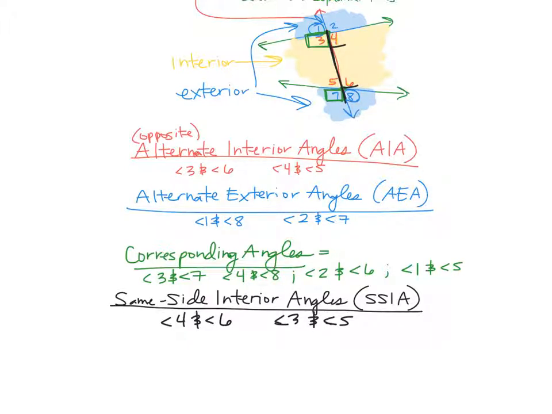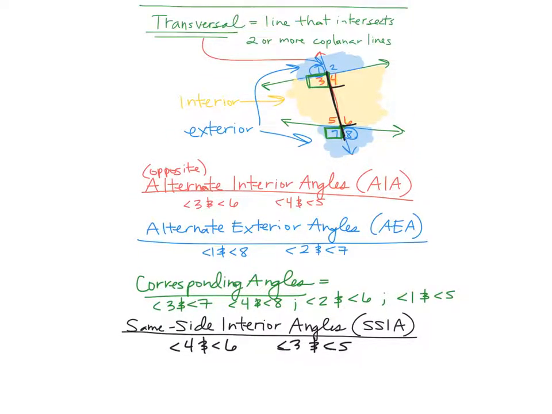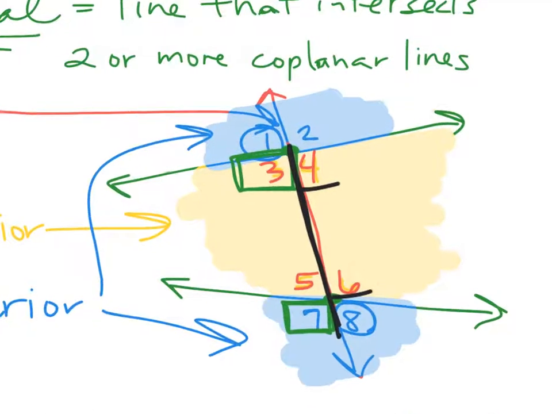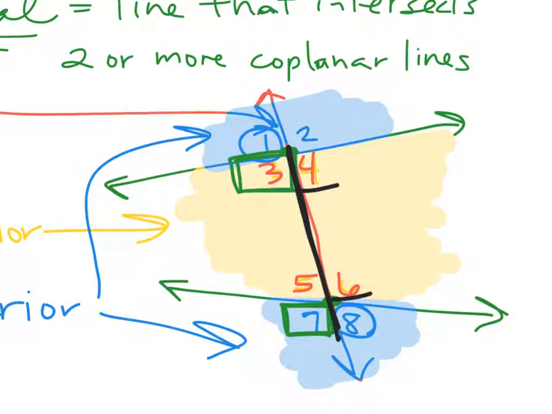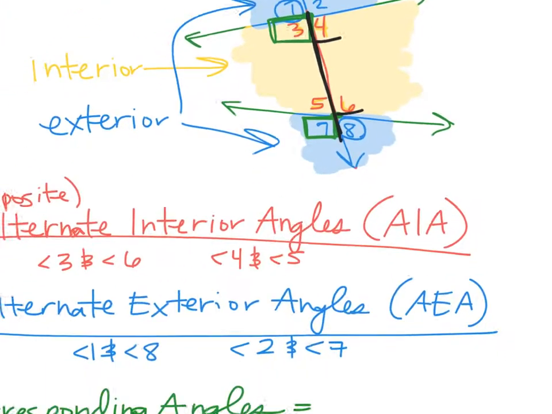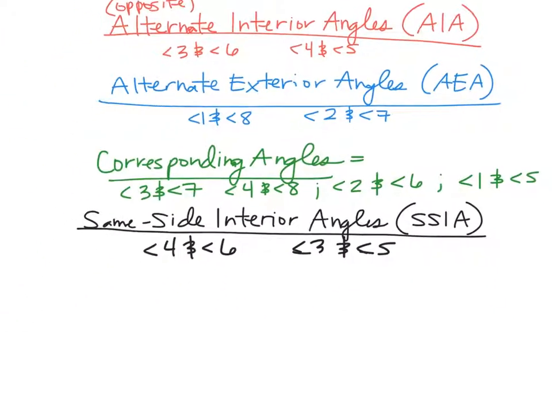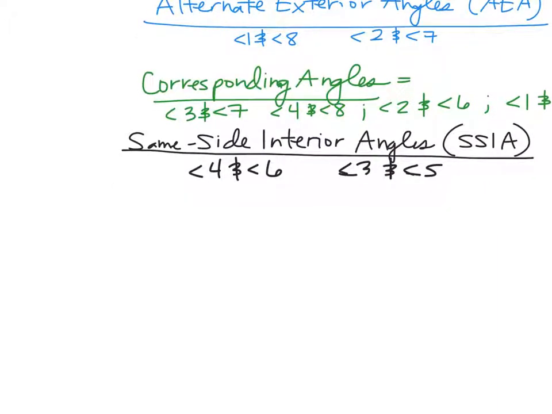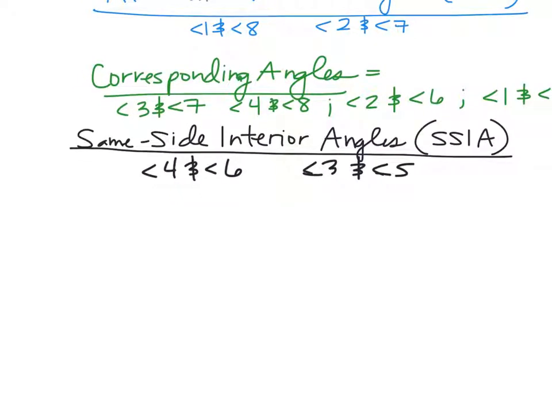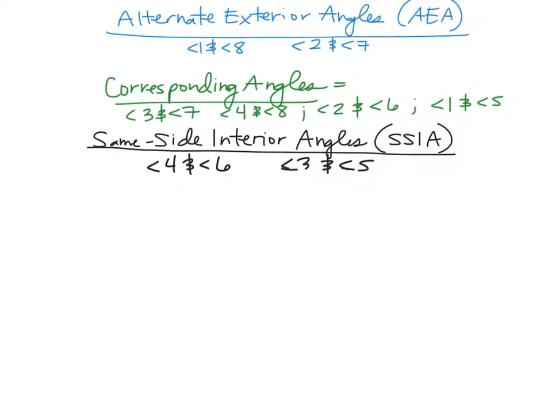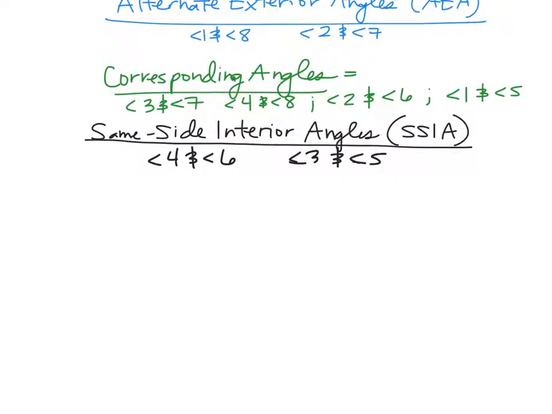Okay? So real quick, if you did same side exterior angles, that would be which two angles? If we said same side exterior. 1 and 7 or 2 and 8, okay? The book doesn't really cover those, but if you ever see it, that's what they are. Okay? Good on those?